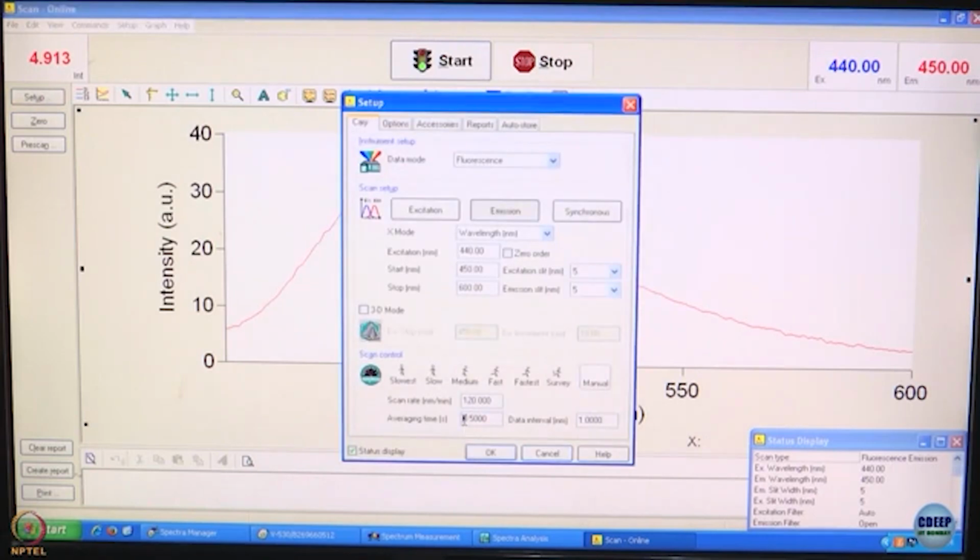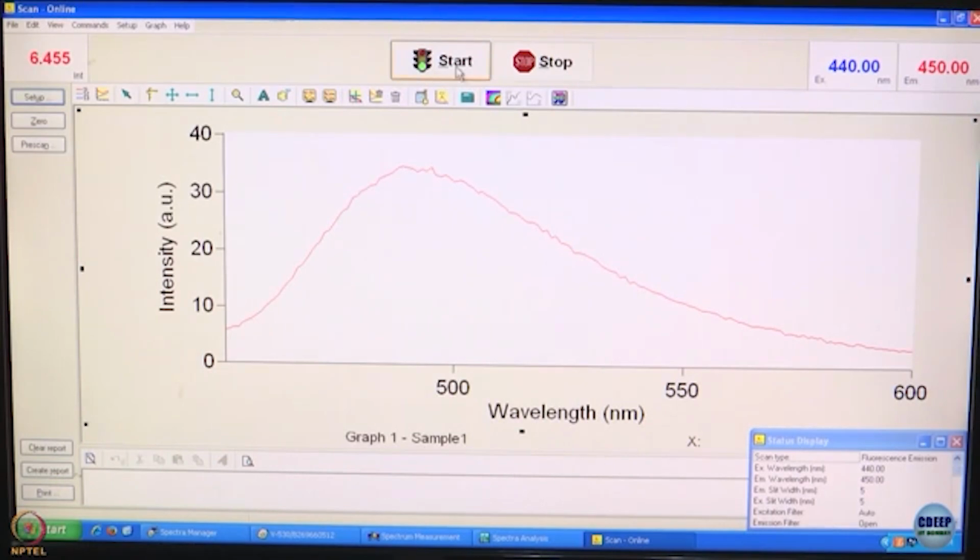Now, let me increase this to 1.5 seconds. Everything else is the same: excitation wavelength, excitation slit width, emission slit width, data interval, everything. The only thing that has changed is the averaging time, which means the number of times you record at one particular point and the number of times you average. Instead of staying on a point for half a second, now we are staying for 1.5 seconds. Let us see how the spectrum changes if we do that.